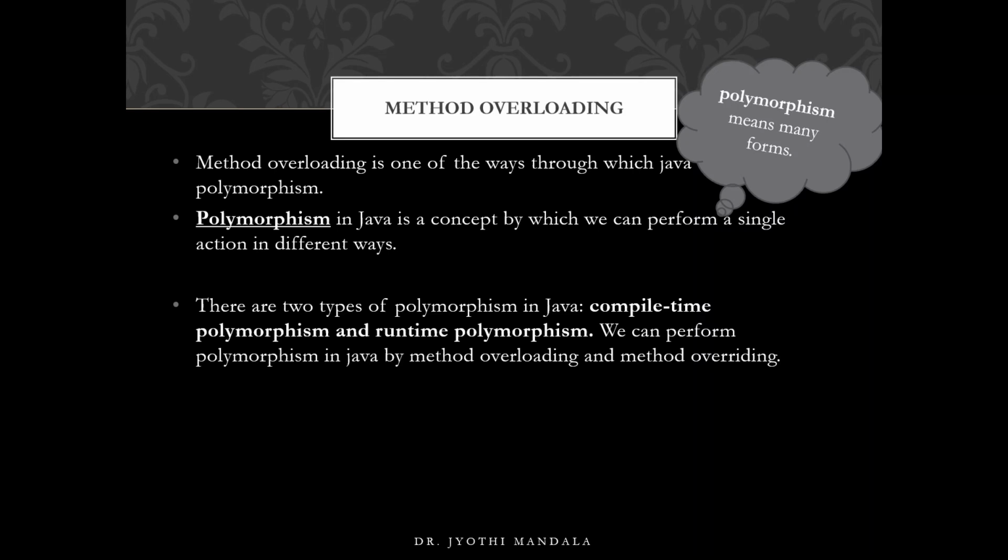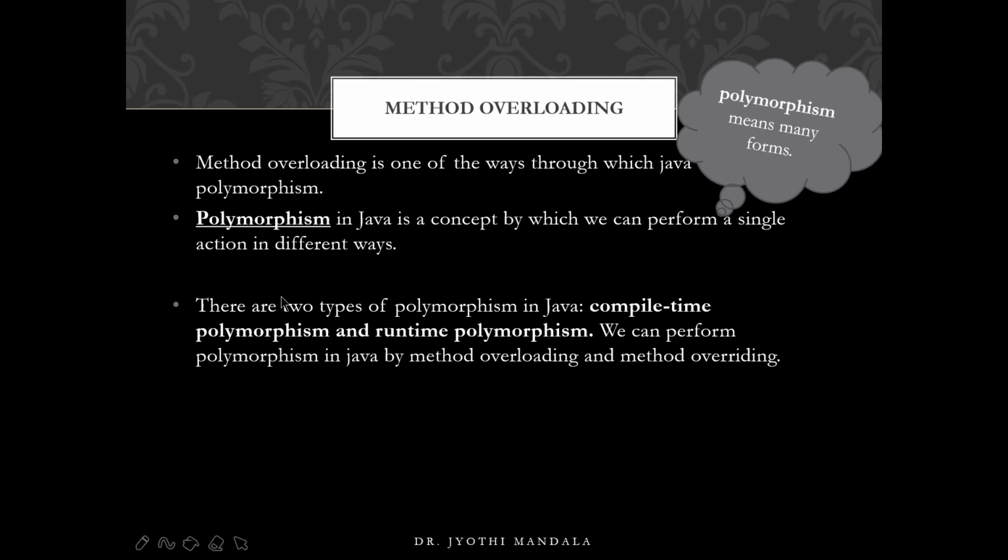Now there are two types of polymorphism in Java: compile time polymorphism and runtime polymorphism. Compile time polymorphism can be achieved by method overloading, which we are going to learn in this lecture, and runtime polymorphism is achieved by method overriding, which we are going to learn at the time of the inheritance concept. So as of now, let us skip that one. Let us not learn about method overriding; we will be learning about method overloading only.